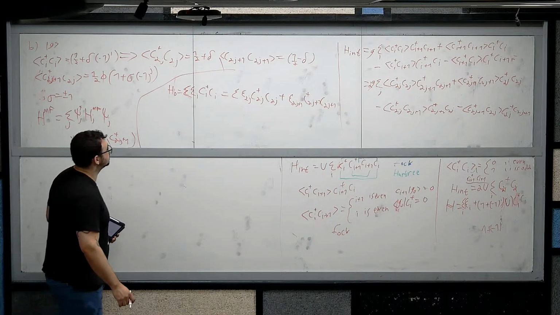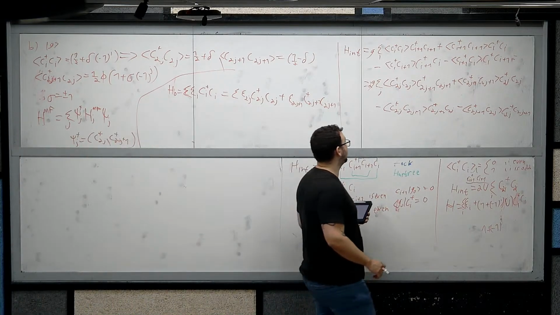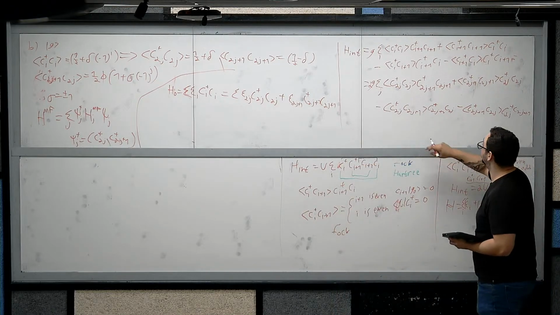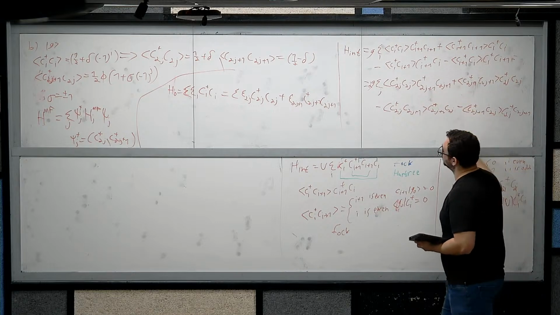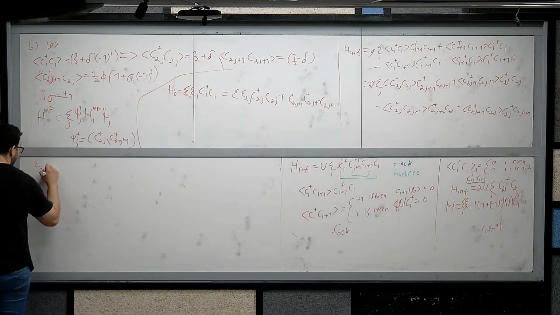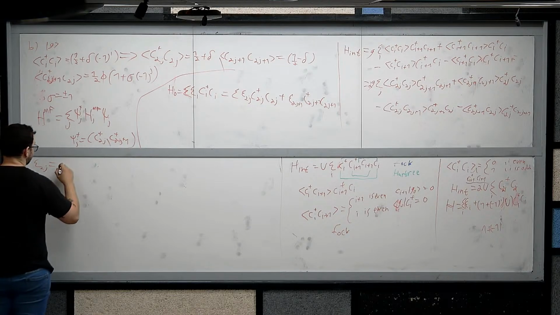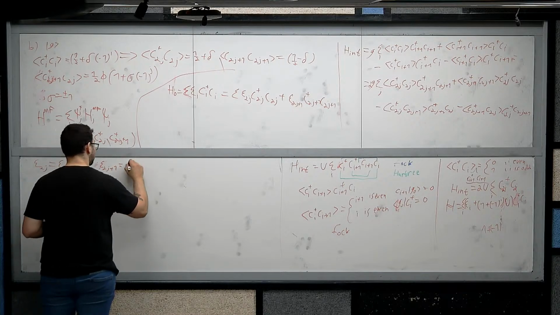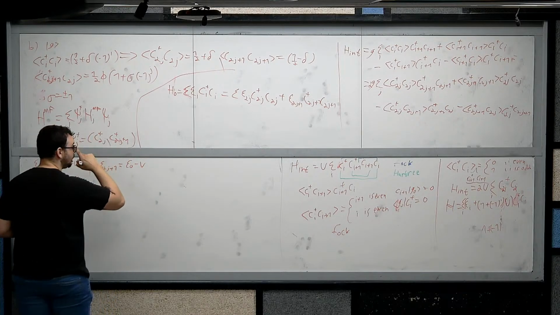Now, to organize this equation, we just need to find all the prefactors, all the operators. These 4 terms, these 2. We already know that epsilon 2j equals epsilon 0 plus v, and epsilon 2j plus 1 equals epsilon 0 minus v.